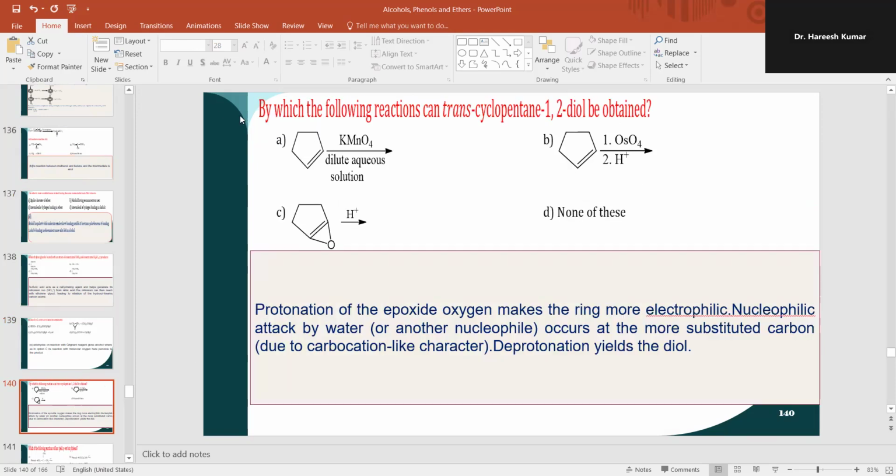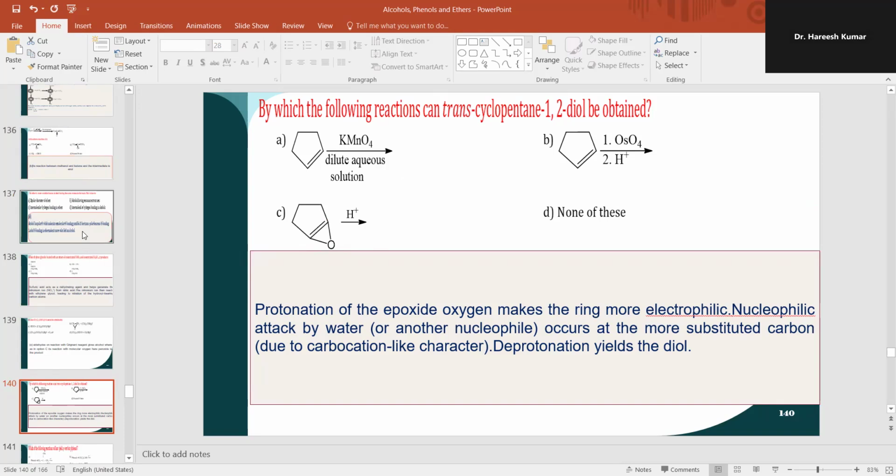Let's take another question. By which of the following reactions can trans-cyclopentane 1,2-diol be obtained? So epoxide on reaction with proton, that means this lone pair protonates and water attacks from the other side. That's the reason cyclohexene 1,2-diol will be the product. For that, this will be the starting material. Whereas these are not, because this will give you cis-diol, this also will give you cis-diol. This is the only one which will give you trans-diol.